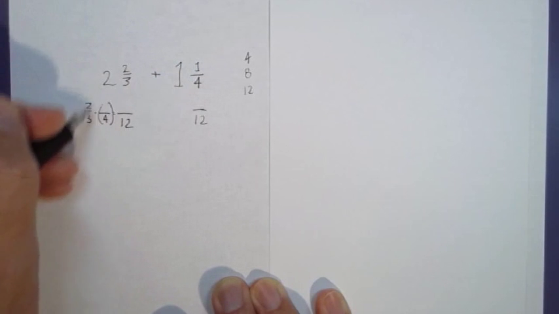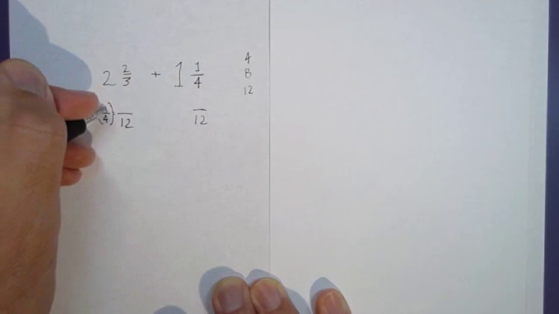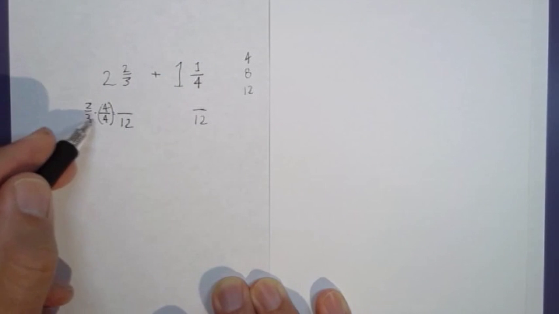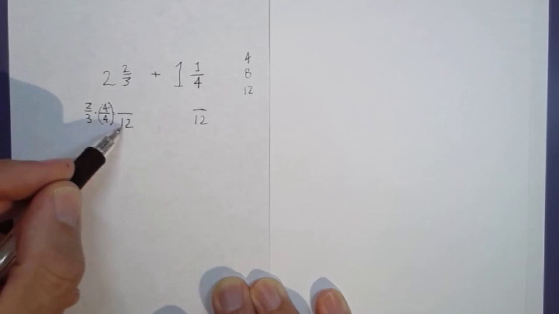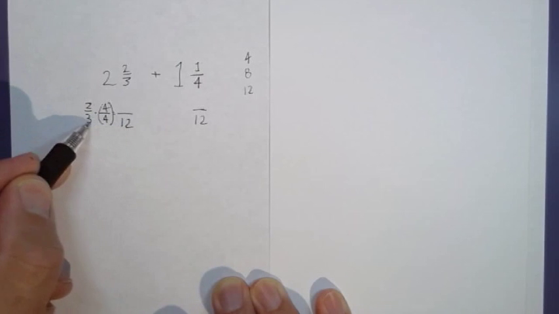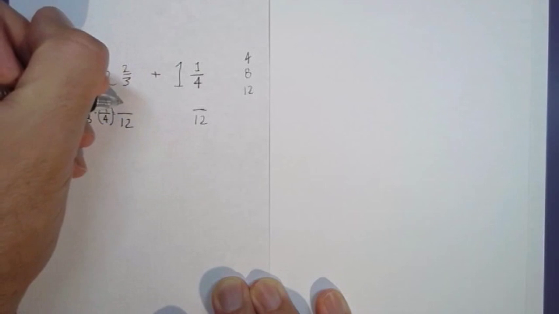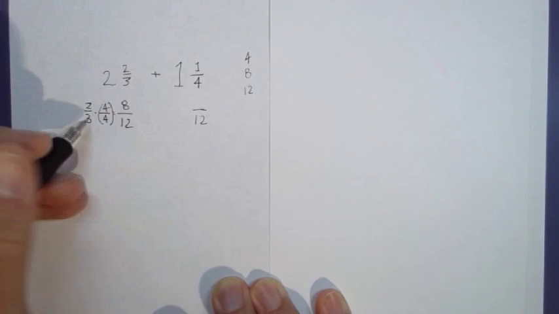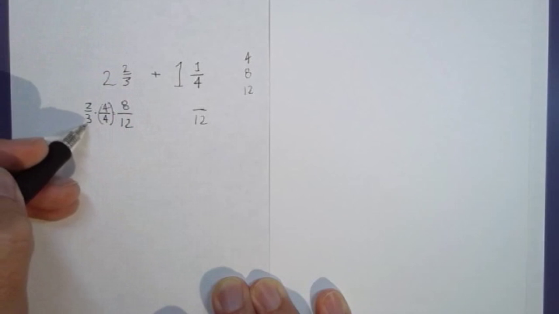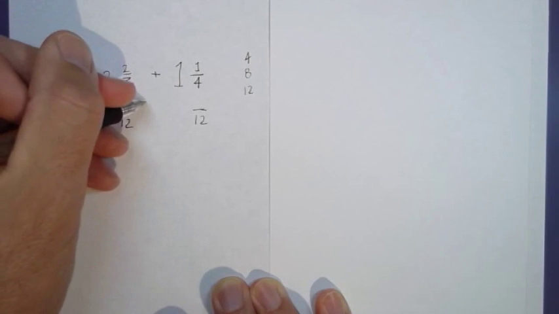So this is a 1, so that means it's 4 over 4. In other words, we times both the top and the bottom by the same number we used to change for our target. We wanted that to be a 12. So 2 times 4 is 8. So we have 8/12. 2/3 became 8/12.